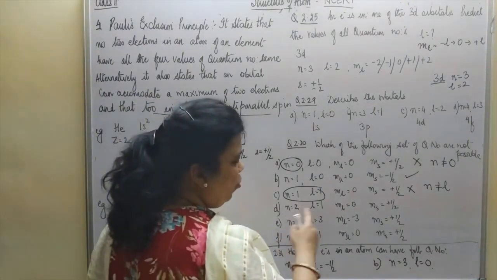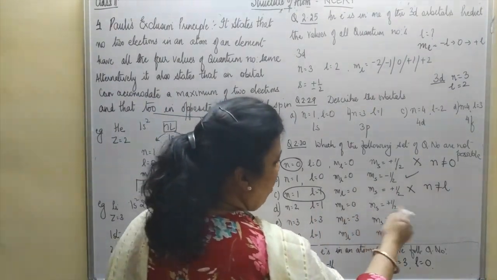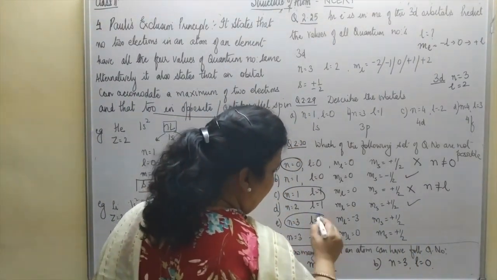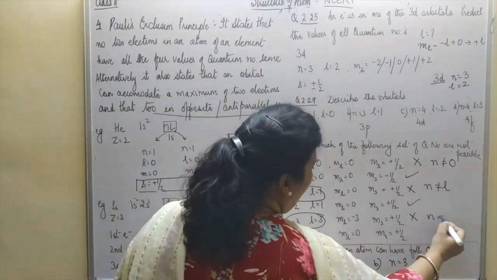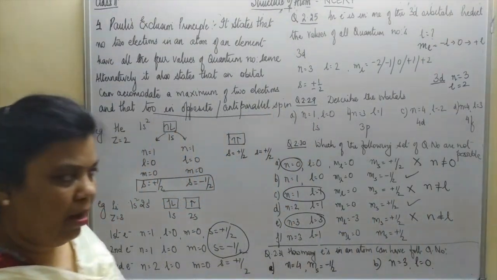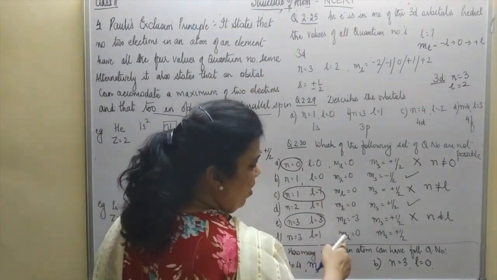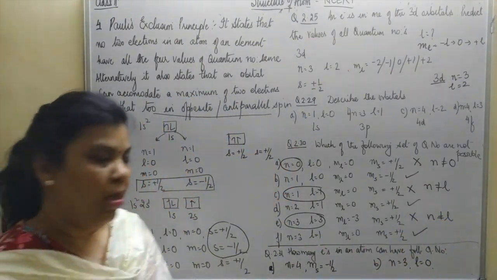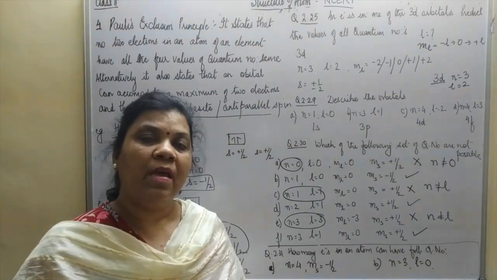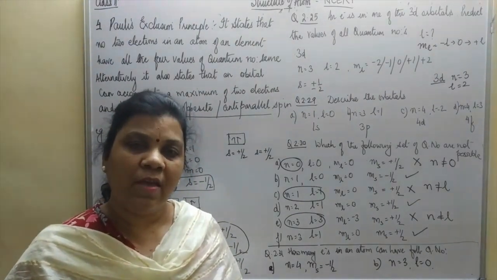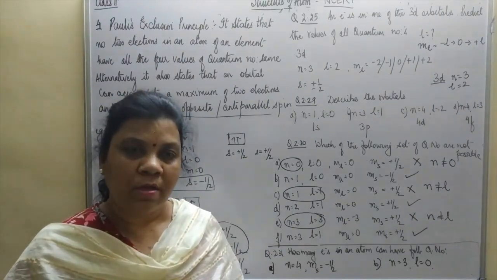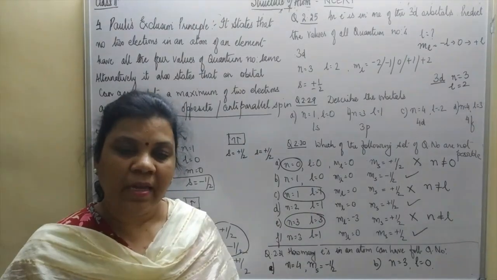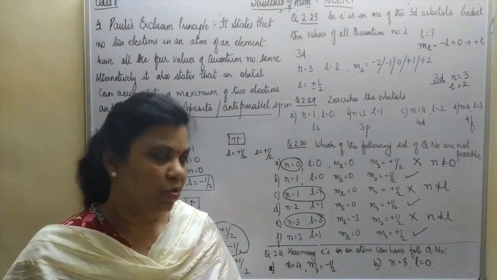This is wrong since n can never be equal to l. The next one, n=2, l=1, ml=0, ms=+1/2, is absolutely correct. The next one, n=3, l=3, again the same thing, n can never be equal to l. And the last one, n=3, l=1, ml=0, ms=+1/2, is also absolutely correct. So if sets of quantum numbers are given, we should be able to identify whether they are correct or not, because we have already studied the quantum numbers.